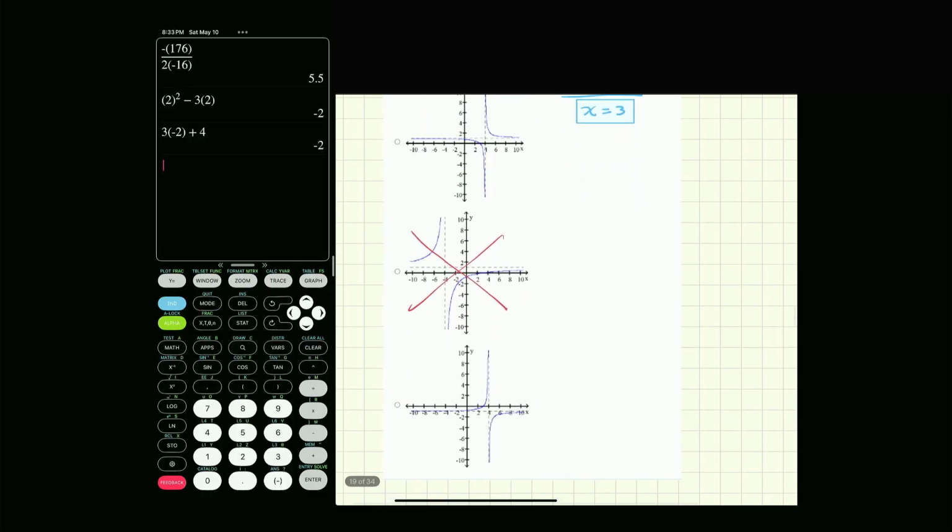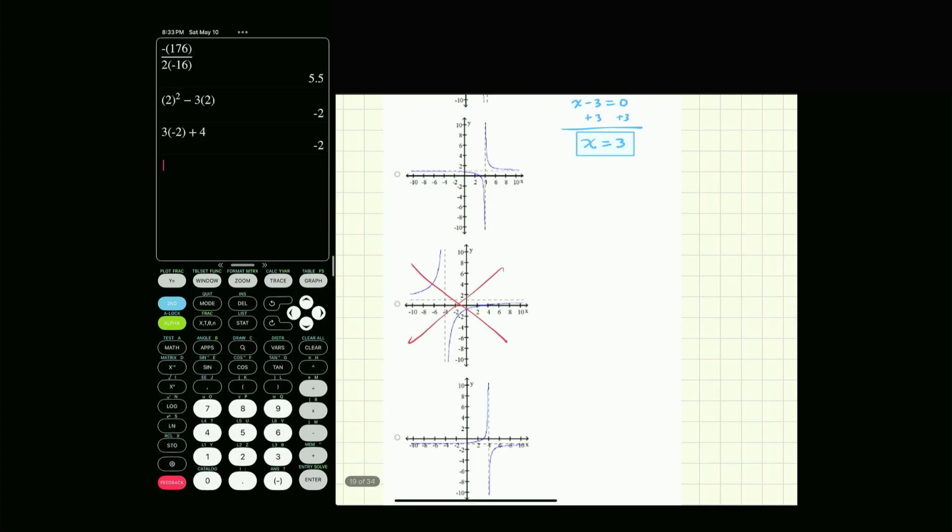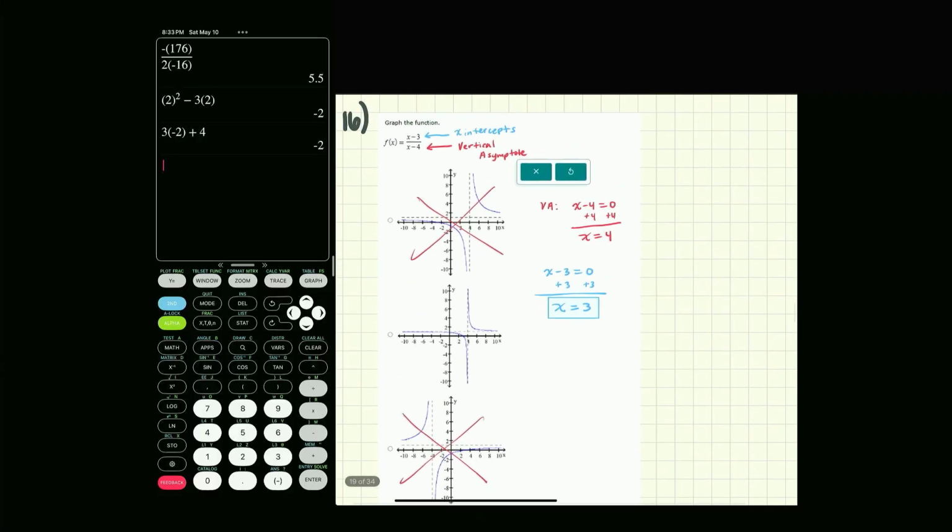Let's look at these other two, and both of these actually look like they have x-intercepts right at 3. So we need something else. How about our horizontal asymptote? Horizontal asymptotes, if we have the same number of x's on top as we do on the bottom, remember we divide those leading coefficients, which in this case is 1 for both of them. So if we divide 1 over 1, we get 1. y equals 1 is our horizontal asymptote.